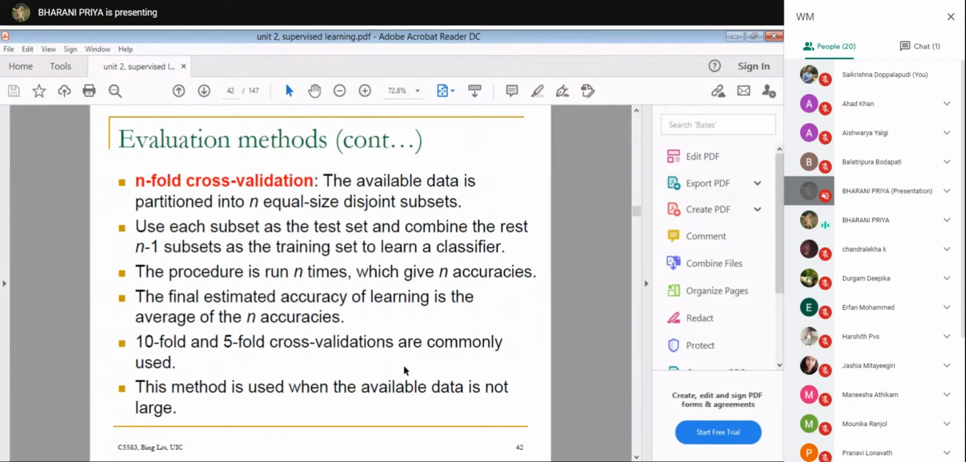N-fold cross validation. What is the validation we use in the lab? Ten-fold cross validation. See, in n-fold cross validation, the available data is divided into n sizes. And wait a minute, I will open Notepad.